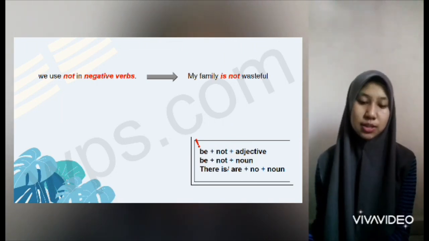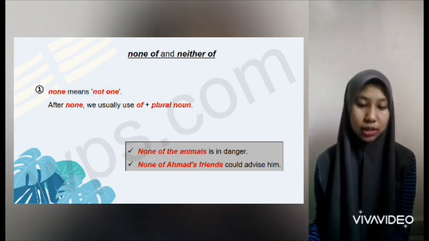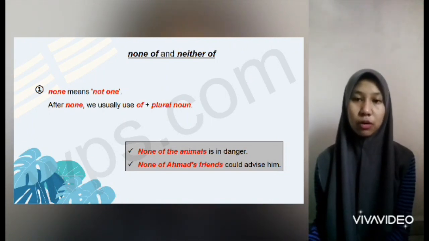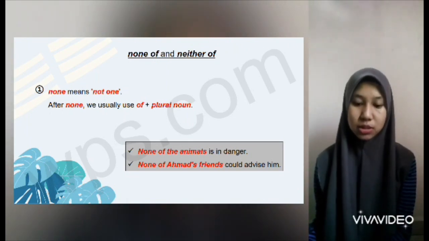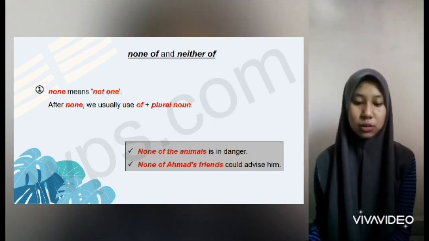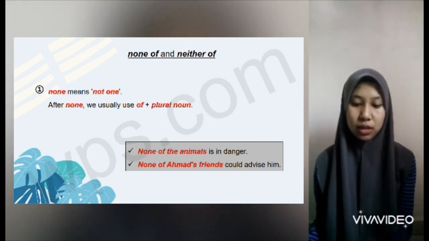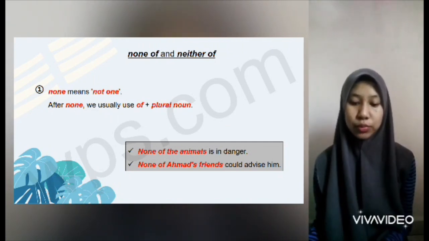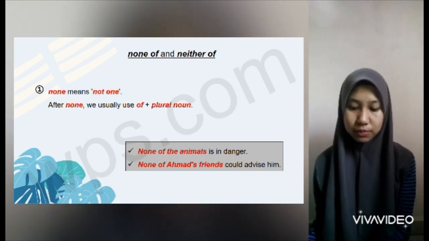What is the difference between none of and neither of? Okay, none means not one. After none, we usually use of plus plural noun. Okay, we see the examples. First example, none of the animals is in danger. So we can see, after none, they put of plus plural noun, which is the animals. And the second one, none of Ahmad's friends could advise him.